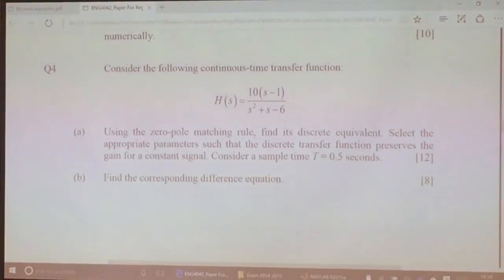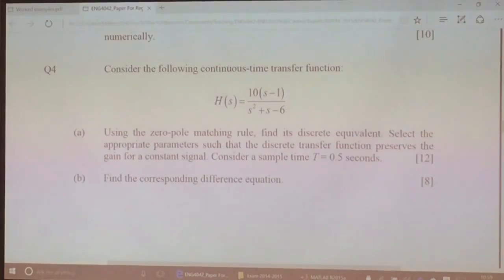Point A, using the zero-pole matching rule, find the discrete equivalent. Select the appropriate parameters such that the discrete transfer function preserves the gain for a constant signal. Then consider a sample time of 0.5 seconds. So let me copy the transfer function here. H of s equals s minus 1 over s squared plus s minus 6.